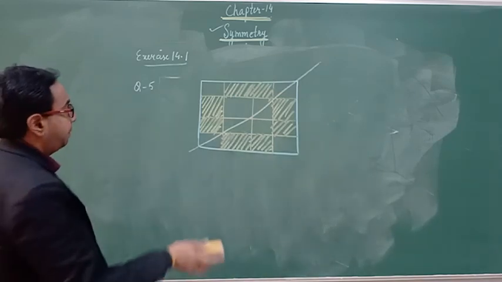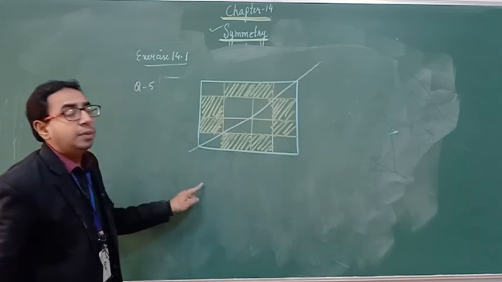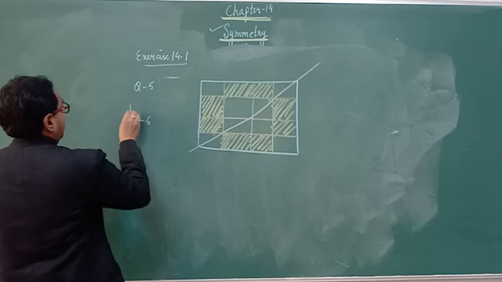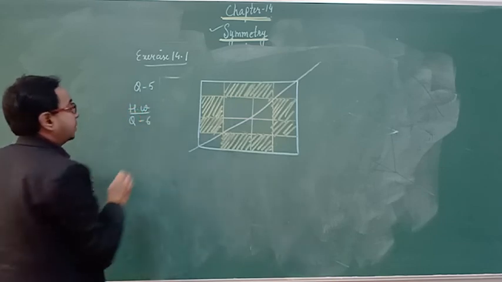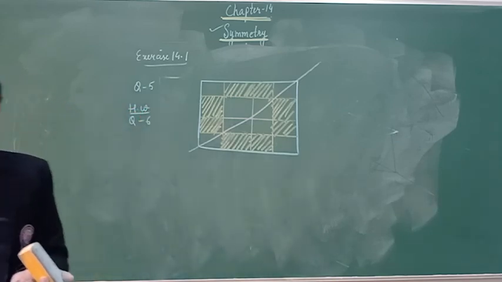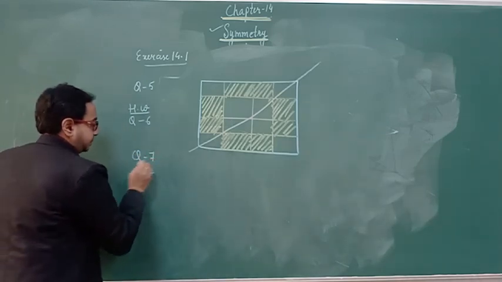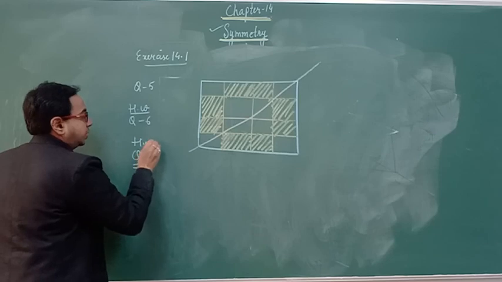Question number 6, again on the graph paper, you have to fill. Question number 6 is again homework. Almost the same: you have to complete the figure on the graph paper. Question number 7, I have already discussed. You have to draw the lines of symmetry for various figures. So this is your homework.